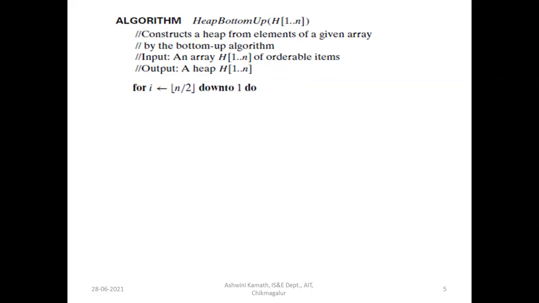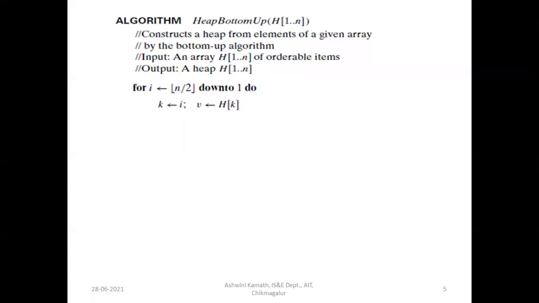For i equal to floor of n by 2 down to 1. If you get a fractional part, just ignore it and consider the whole number. Down to 1 means you have to decrement the value of i every time, up to 1, and once it becomes 0, you come out of the for loop.